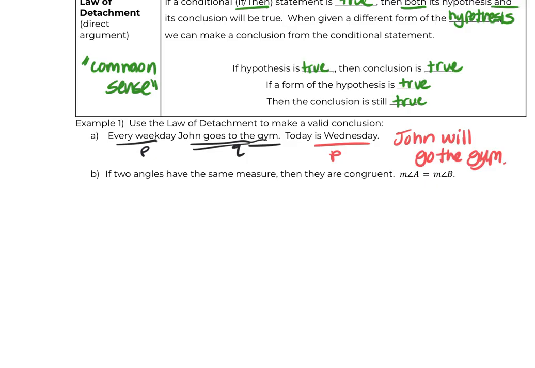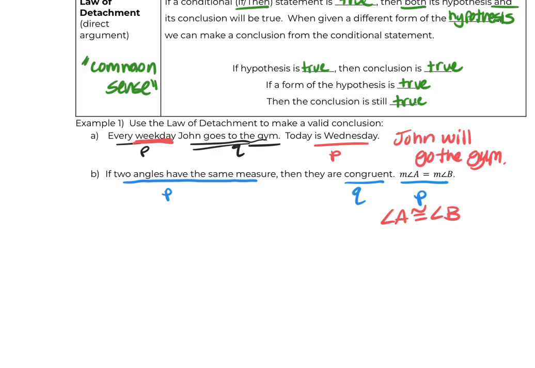Again, it wasn't a weekday specifically, like that's not what it said, but Wednesday is a weekday and that's why it fit. It was some form of the hypothesis. So this next one says if two angles have the same measure, then they are congruent. And then it gives you this example of the measure of angle A is equal to the measure of angle B. So again, this is my P and this is my Q. So this is a version of my P. It's not just any two angles, it's specifically angle A and angle B. They have the same measures. So my conclusion can be that angle A is congruent to angle B.